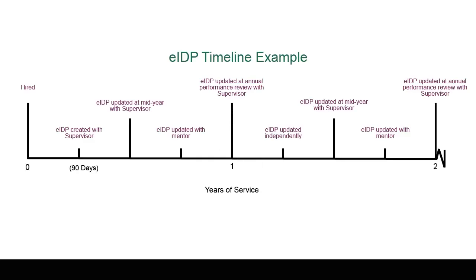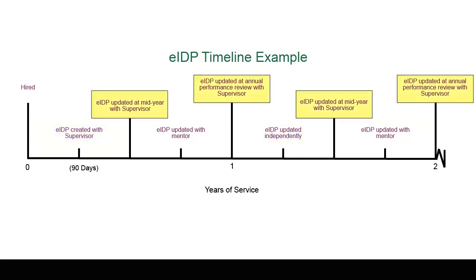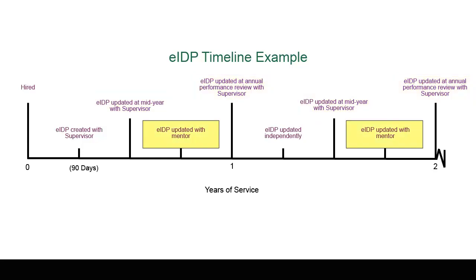It should be looked at as a partnership between the employee and the supervisor. Each employee chooses when and with whom to update their eIDP. In this example, the supervisor helped an employee draft their first eIDP in the first 90 days. The form can be updated independently with a supervisor or with a mentor. Now that you understand what an eIDP process can look like, let's proceed to the form.